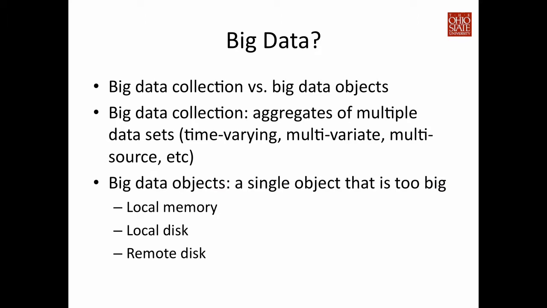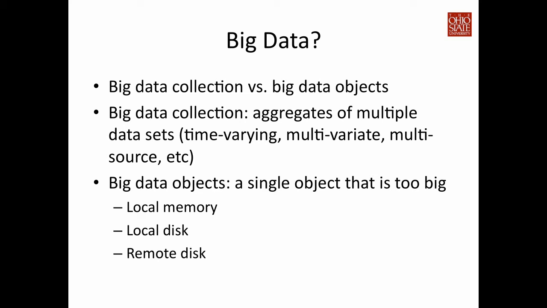Basically, big data can be a collection of data objects where the total amount is big, or each individual data object is large. For big data collections generated by scientific simulations, it can be aggregates of multiple data sets. For example, in a time-varying simulation, it will produce many time steps. It's possible that for an individual time step the data set is small, but the collection of the entire simulation is large. Or the simulation will produce many variables, and this is the case of a multivariate dataset. It is also possible that the dataset has many different sources.